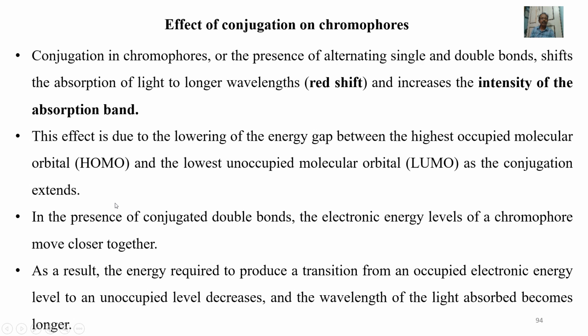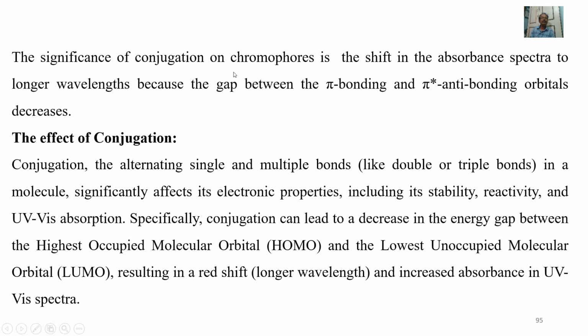In the presence of conjugated double bonds, the electronic energy levels of a chromophore move closer together. As a result, the energy required to produce a transition from an occupied electronic energy level to an unoccupied level decreases, and the wavelength of the light absorbed becomes longer. The significance of conjugation on chromophores is a shift in the absorption spectra to longer wavelengths because the gap between the pi bonding and pi star antibonding orbitals decreases.